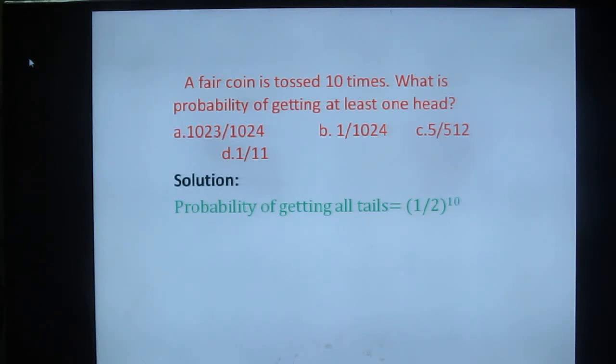That is 1 by 2 out of 10, that is 1 by 2 whole power 10, because we know that when a coin is tossed 10 times, n of s will be 2 power 10. When a coin is tossed one time, n of s will be 2 power 1, the total sample space.